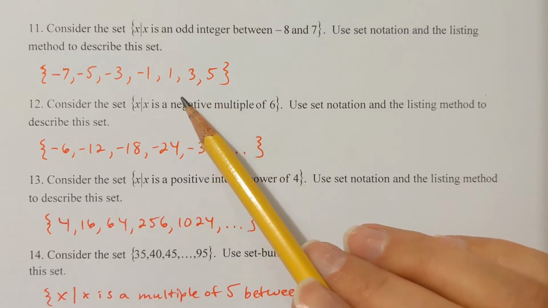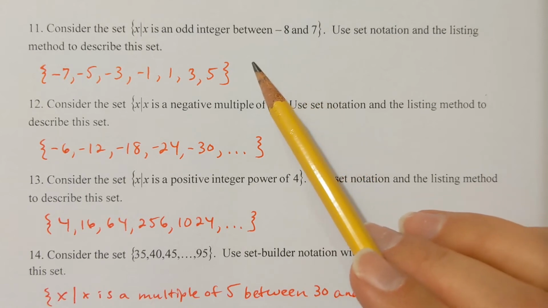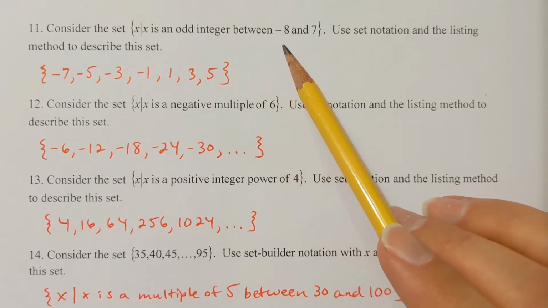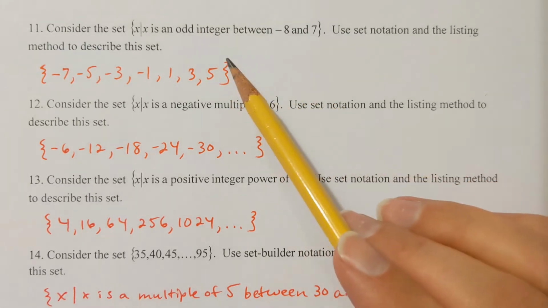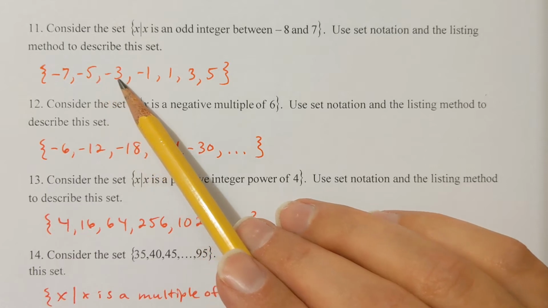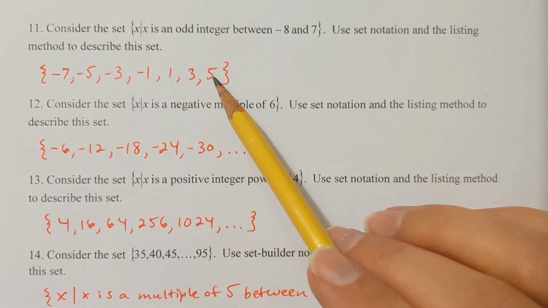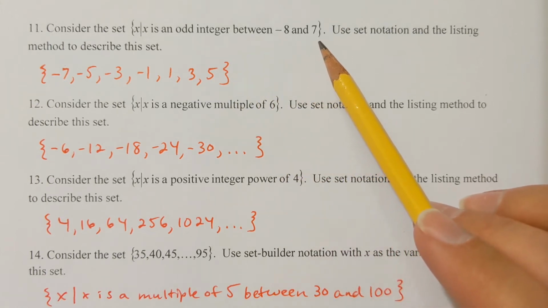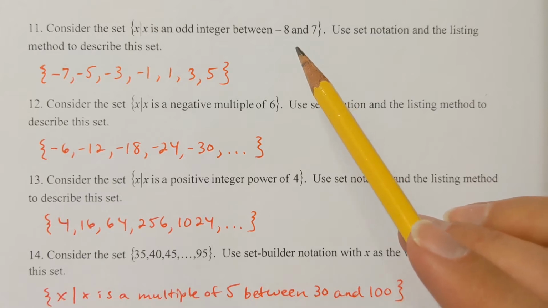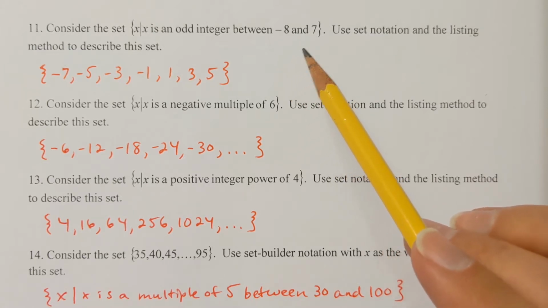Okay, so I'm using the listing method, which means that I would just list the numbers that I am talking about here. All right, so an odd integer between -8 and 7. Okay, so -8 is not odd, so it goes -7, -5, -3, -1, 1, 3, 5, and now do I want 7? No, because I want all the odd integers between -8 and 7, so that does not include -8 or 7.